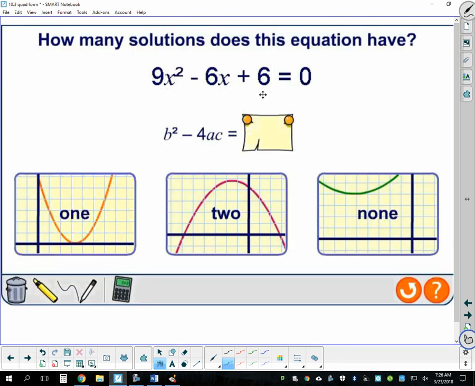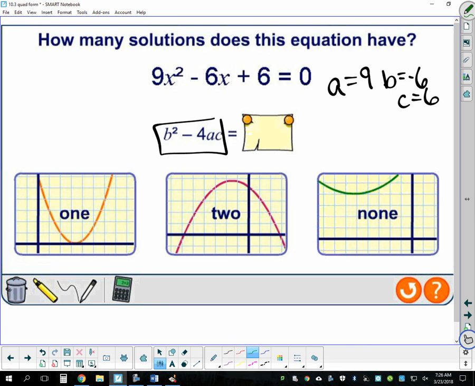So some problems will simply ask you, how many solutions does the equation have? Now, one way to do it would be to solve the whole problem and figure it out, but the other way is to just find the determinant. So if I'm only doing b squared minus 4ac, I still need to make sure I'm in standard form. I still need to know what a, b, and c are, but then I only have to calculate this part.